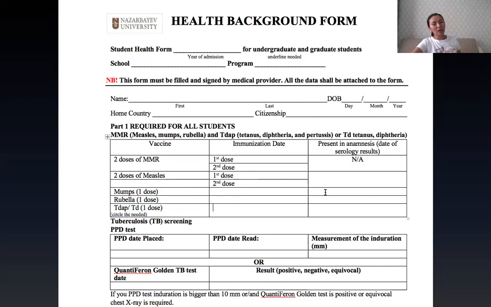However, if you had any of these infections in your background, if you were actually sick, you need to prove that by undergoing serological tests. Here we need the date of the serological test and the results. Basically, it shows the titers of immunoglobulin G in your serum. So if you say that you were sick with mumps, let's say, it must be proven, okay?